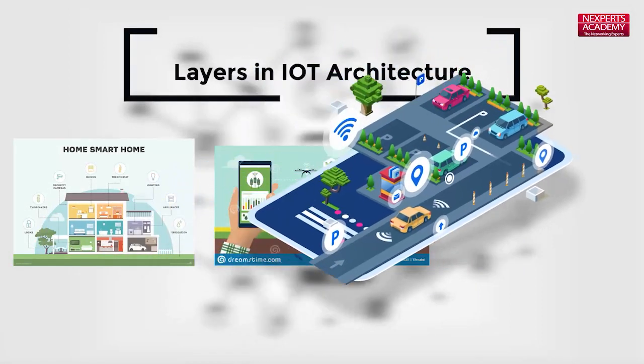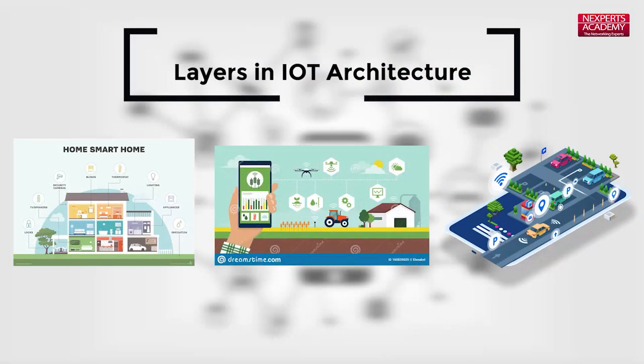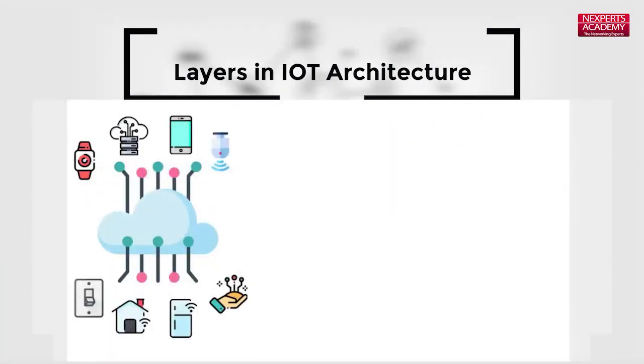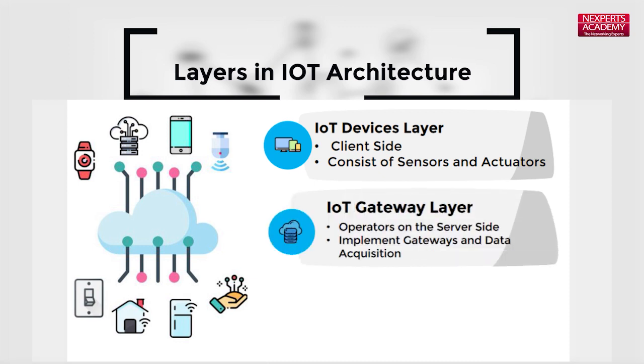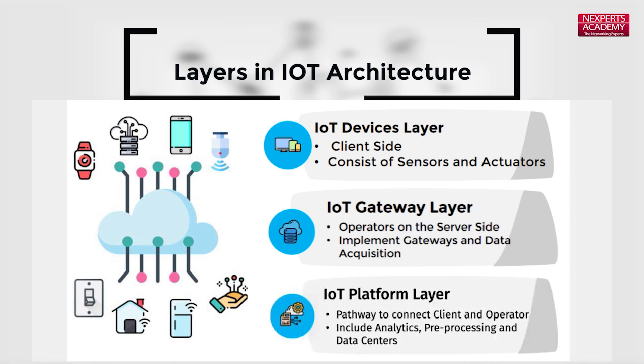Without layers in IoT architecture, it cannot operate properly as the process in every stage is in different layers. IoT devices layer is a client-side layer which consists of sensors and actuators. IoT gateway layer acts as operators on the server side which implements the gateways and data acquisition systems. IoT platform layer is a pathway for connecting clients and operators which include analytics, pre-processing, and data center.